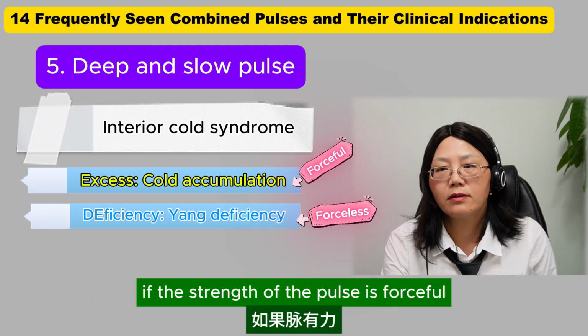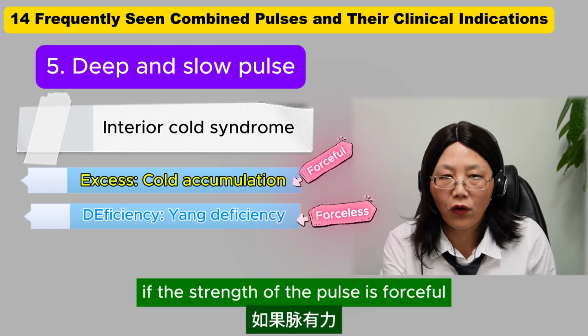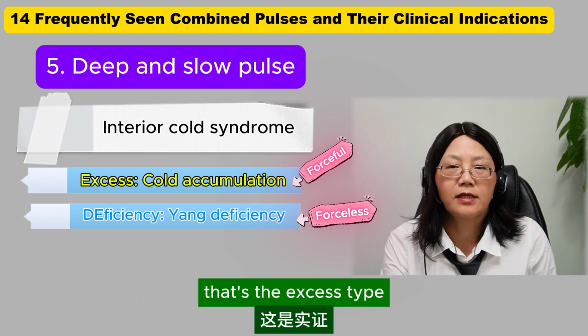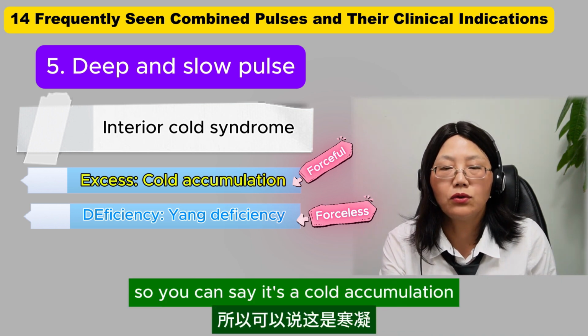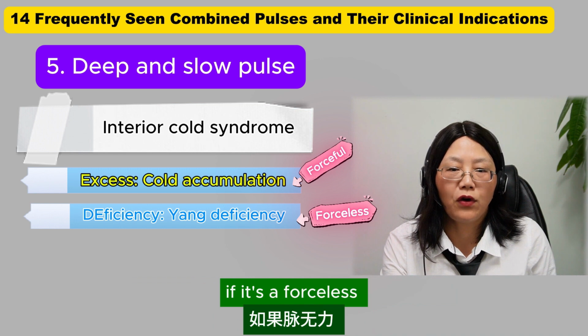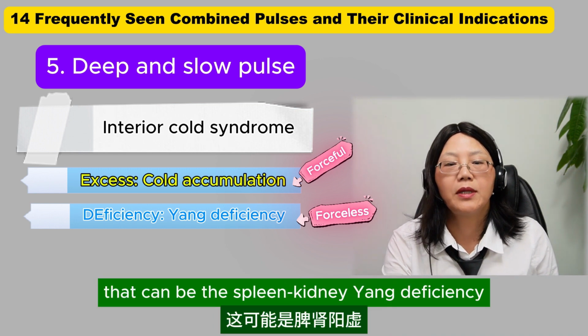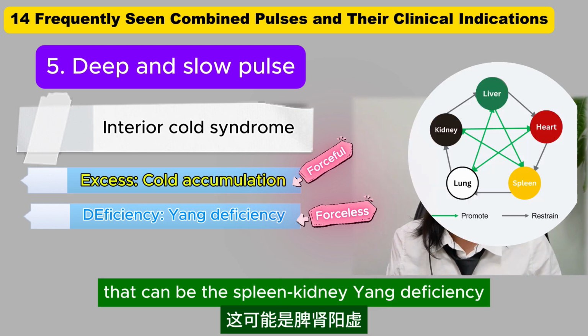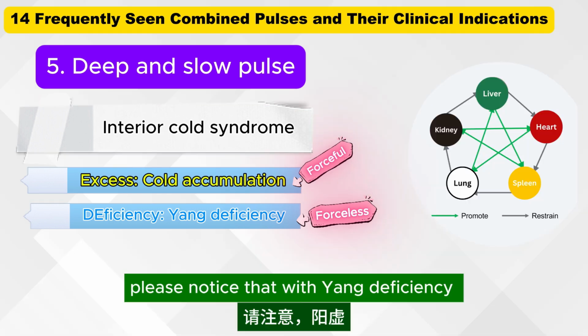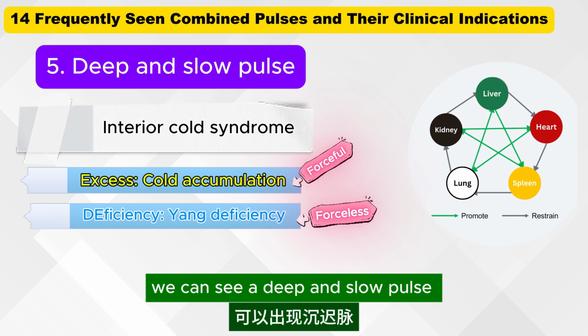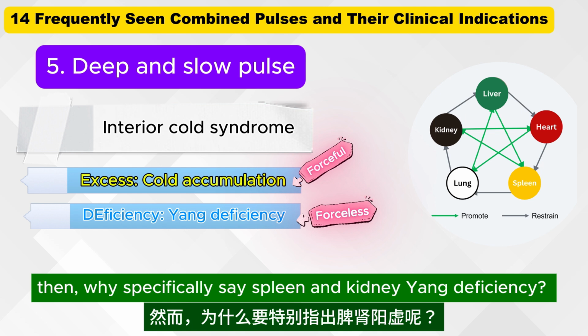If the strength of the pulse is forceful, that's the excess type. So you can say it's a cold accumulation. If it's deep, slow, and forceless, that can be the spleen kidney yang deficiency. Please notice that with yang deficiency, we can see a deep and slow pulse. Then, why specifically say spleen and kidney yang deficiency?